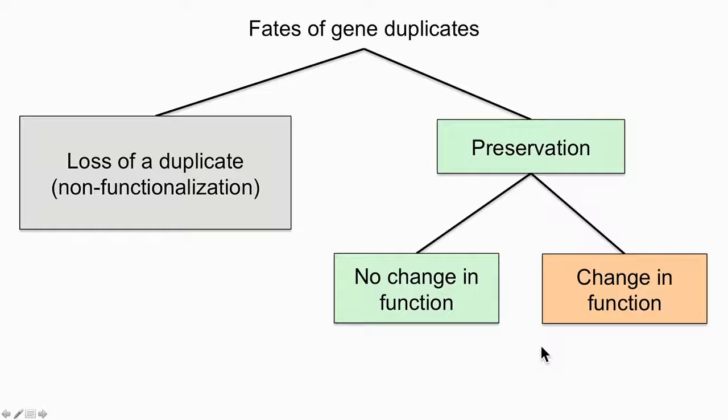On an individual level, a gene duplicate can have one of several fates. It can be lost or non-functionalized through non-functionalizing mutations or pseudogenization, or it can be preserved. If a duplicate gene is preserved over time, it can be preserved with no change in function or expression level or pattern, or with a change in function, which can take the form of neofunctionalization or subfunctionalization.